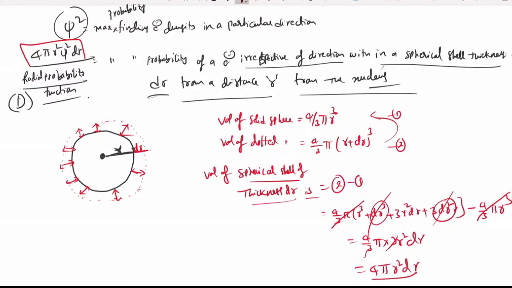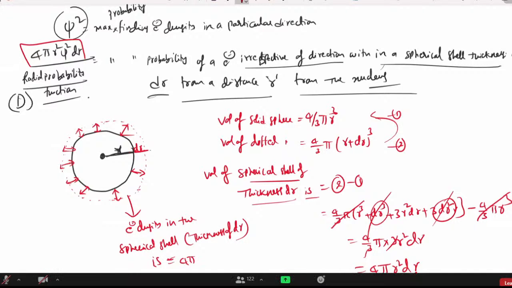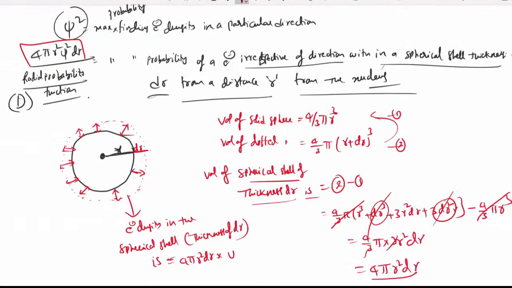This is the volume only for this thickness. Now you got the volume. What is the electron density in this volume, in the spherical shell of thickness dr? It is volume into probability. Volume is 4 pi r square dr, into probability of electron psi square. That equals 4 pi r square psi square dr. That is the reason you are writing this value.